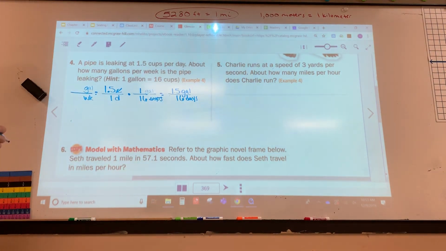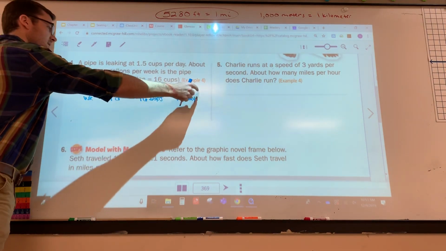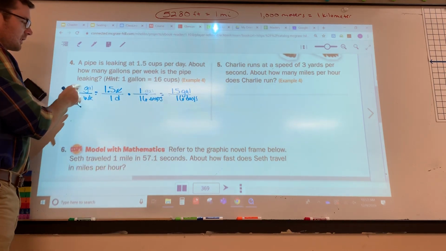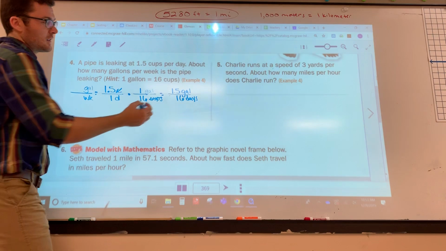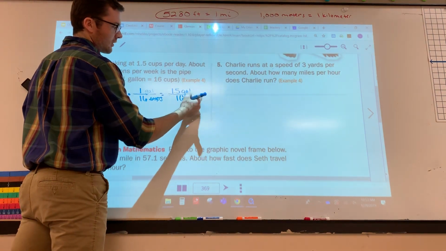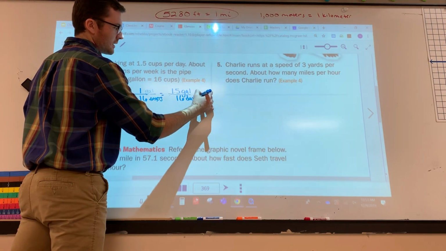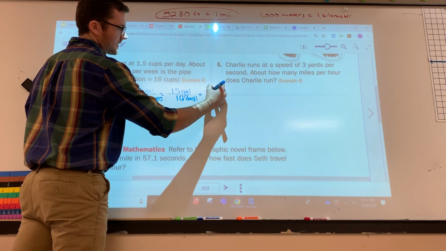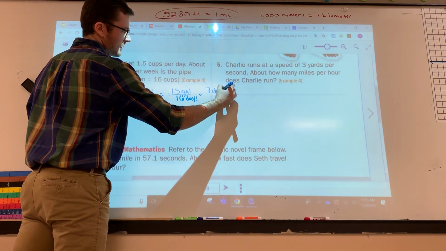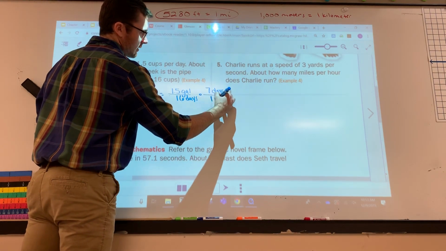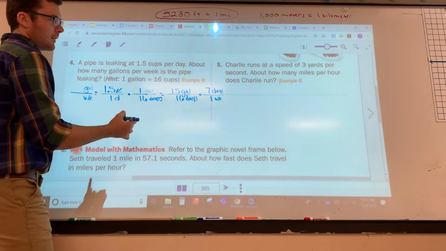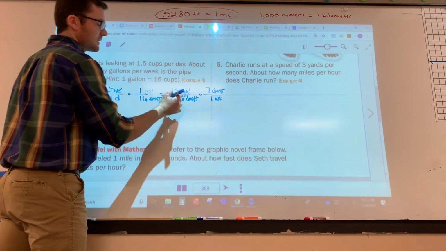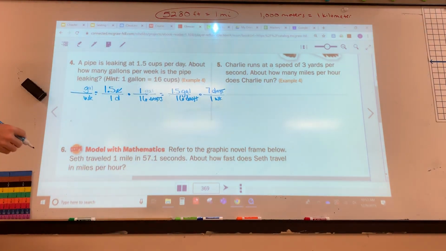Okay. Well, I'm trying to get gallons per week here, but I have days, and I know that there's 7 days in a week. So I'm gonna put the 7 days up top so I can cross cancel, and all I'll have left is week. So 7 days per 1 week. And whenever these cancel out, all I have left is 1.5 times 7, which is 10.5.